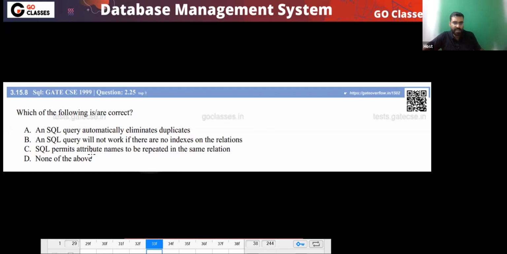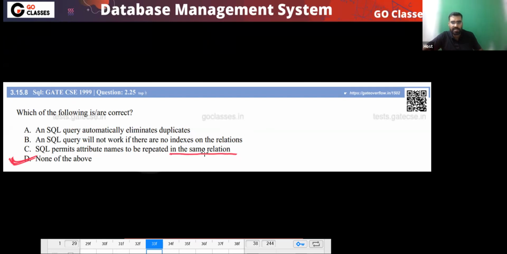Okay, SQL permits attribute names to be repeated in the same relation. Can attribute names be the same? They can never be the same. So finally, none of these is correct. Remember, attribute names cannot be the same in the same relation.